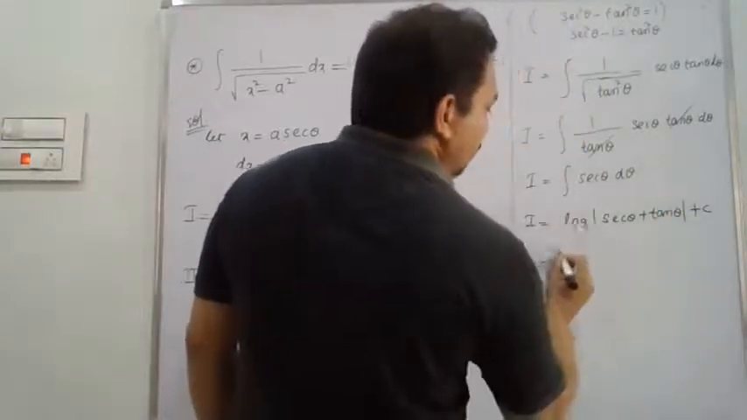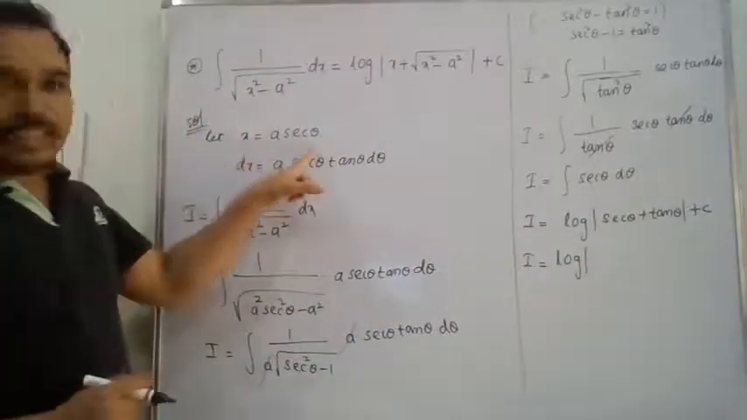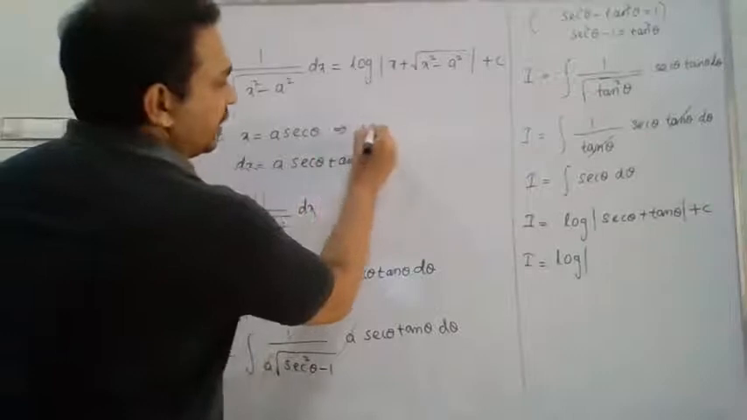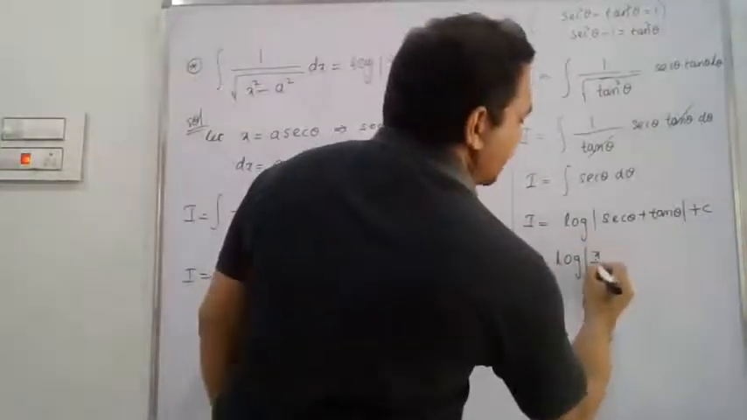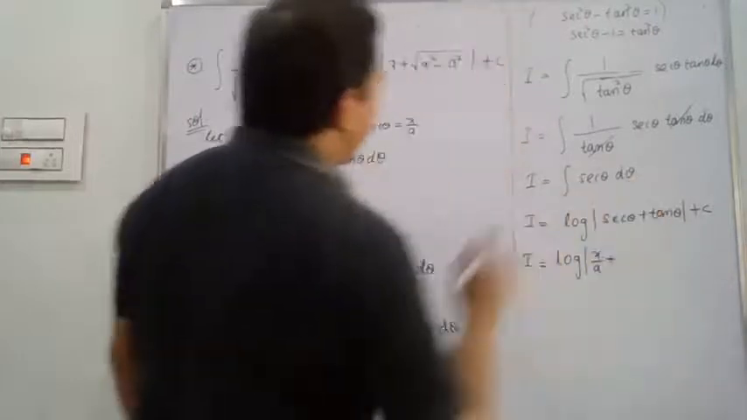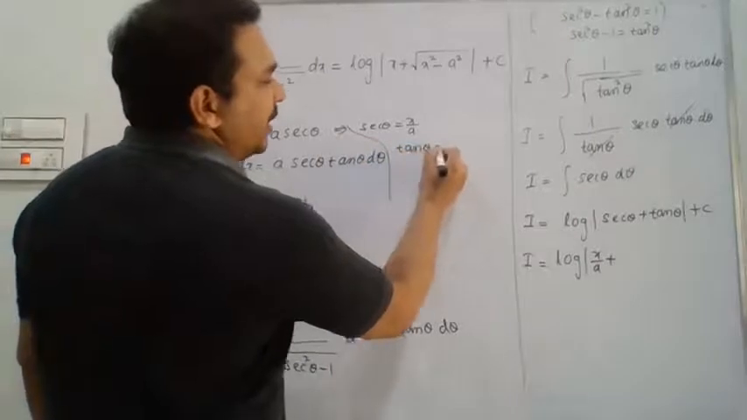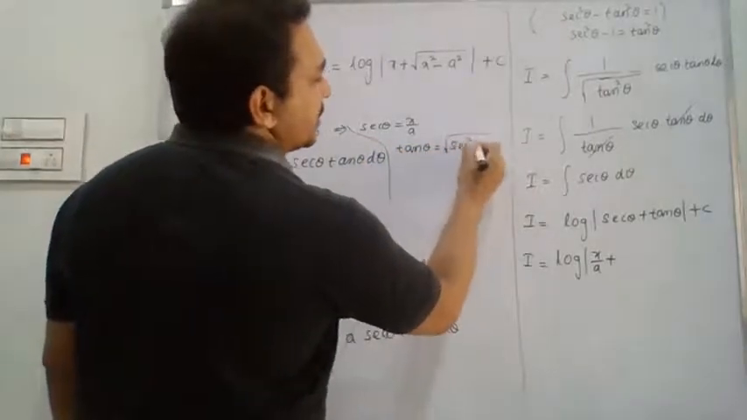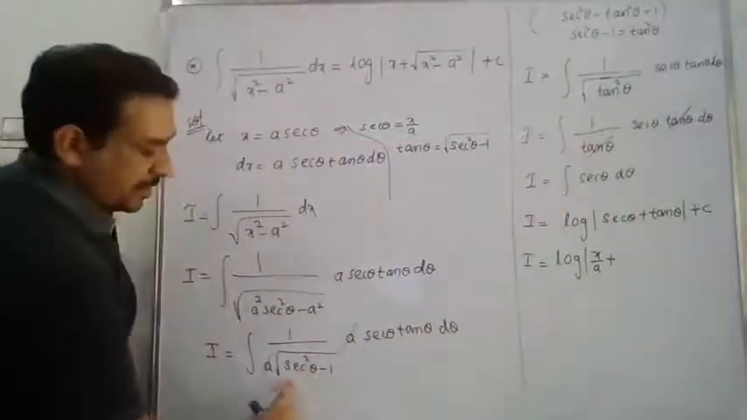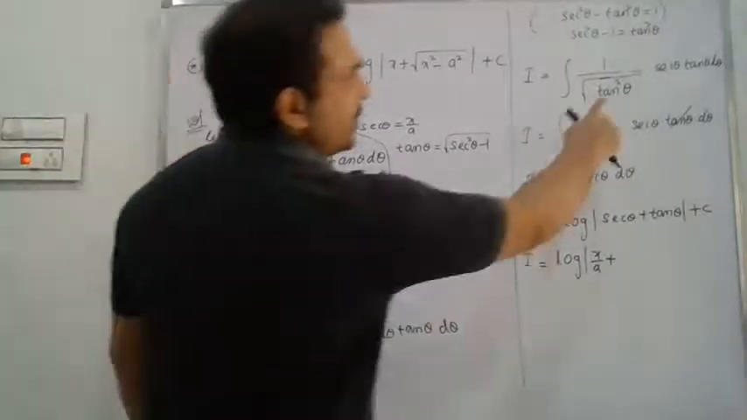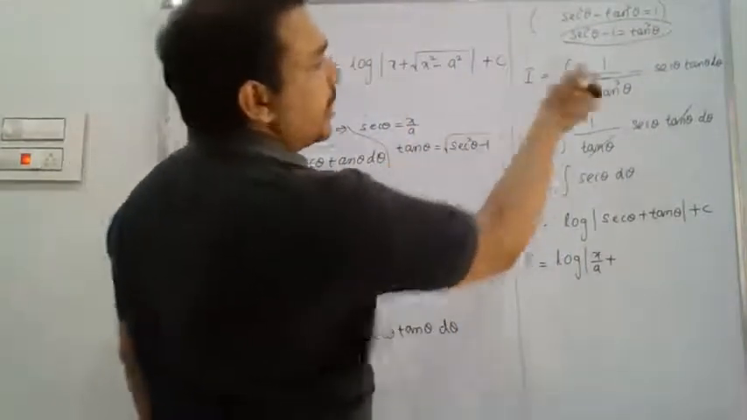Now I is equal to log of mod. What is secant theta? X equal to a secant theta. From here, secant theta is x by a. So instead of secant theta, I can write x by a. Plus, what about tan theta? If secant theta is this x by a, then what about tan theta? Tan theta can be written as square root of secant square theta minus 1. Already we know this. So instead of secant square theta minus 1, I wrote tan square theta.